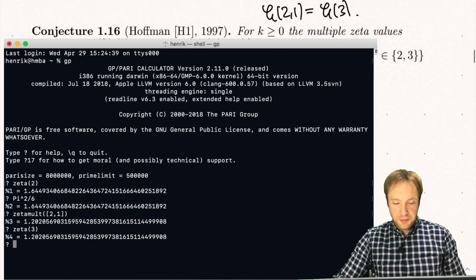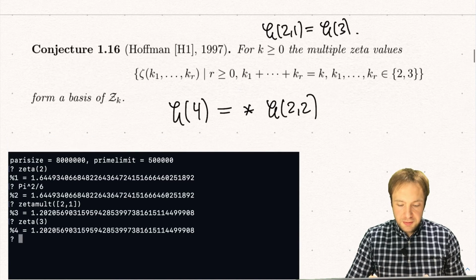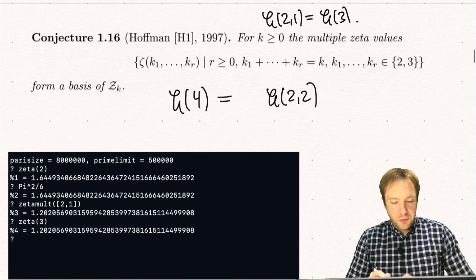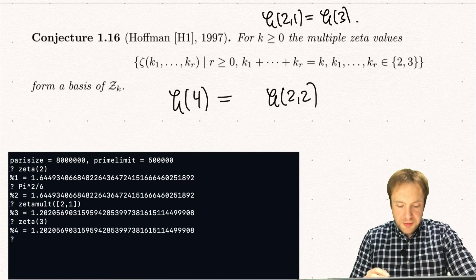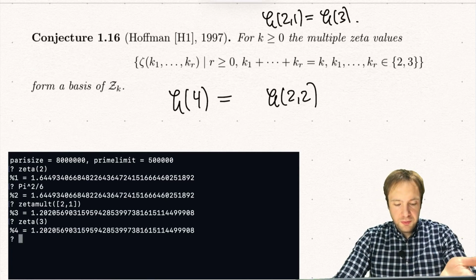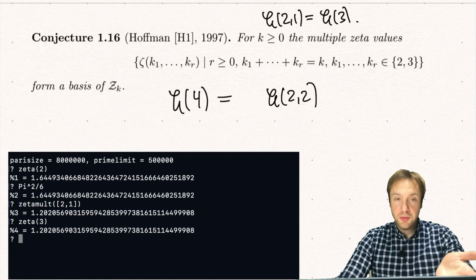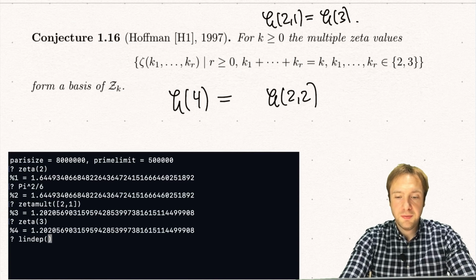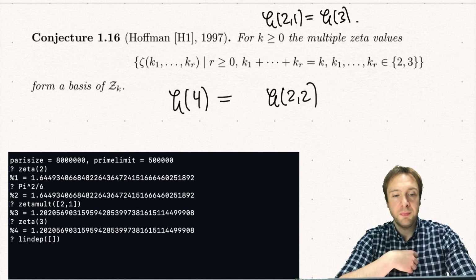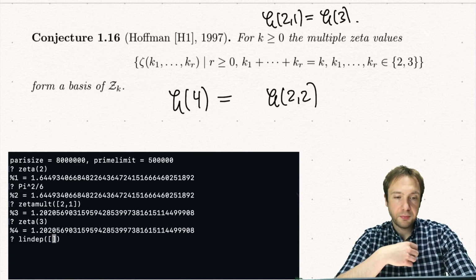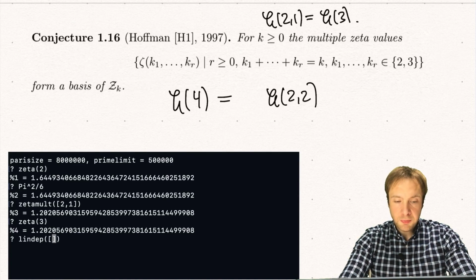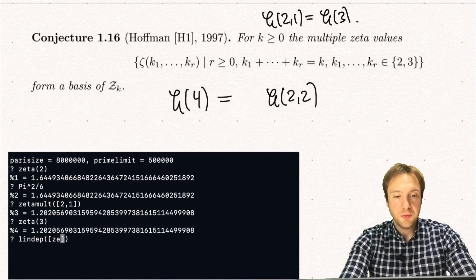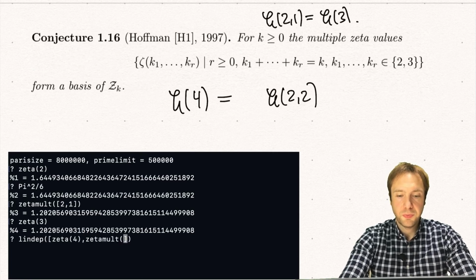So now let's check the Hoffman conjecture. How do I get this number? I want to see if there's a relation among zeta 4 and zeta 2, 2. For this, there's a command, lindep, for linear dependence. I can give it an array of numbers, and it looks for a linear combination with integer coefficients. In this case, I want zeta(4) and zetamult([2,2]), the multiple zeta value 2, 2.